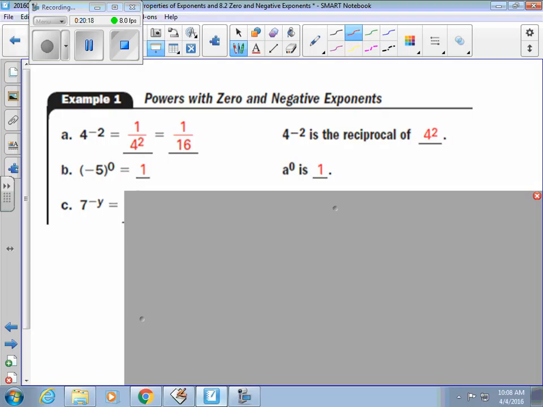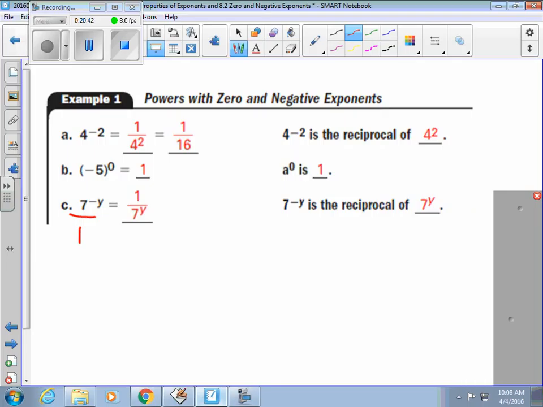Next one says 7 to the negative y. Again, a negative exponent means ride the elevator. There's no fraction, so make it 1 by putting it over 1. 7's being raised to a negative. 7 goes down, since it's at the top, and negative y becomes positive y. So 1 over 7 to the positive y. And again, 7 to the negative y is the reciprocal of 7 to the y when you reverse it or when you flip it.